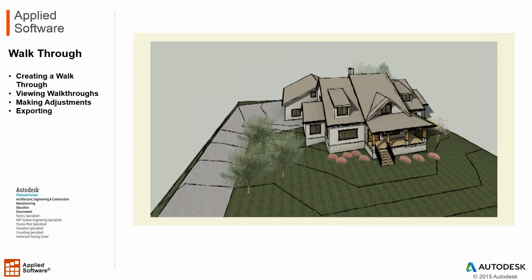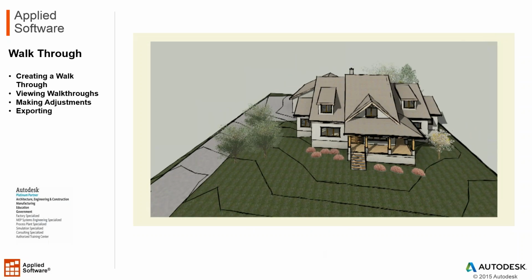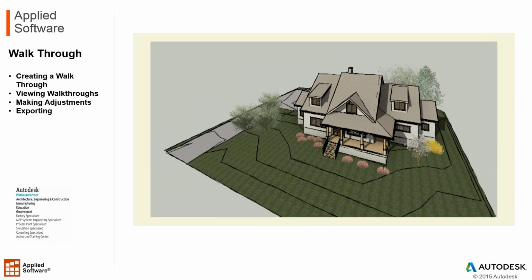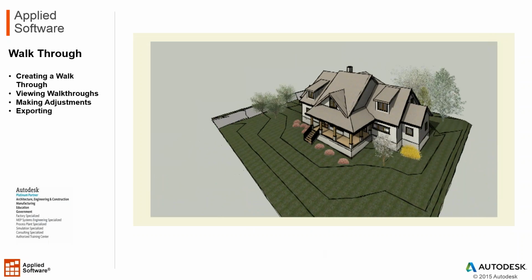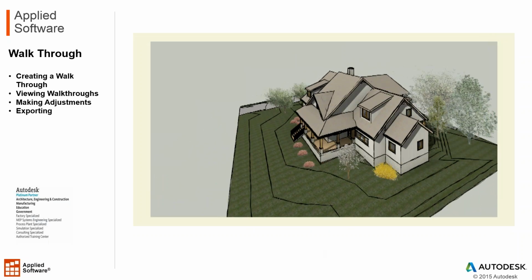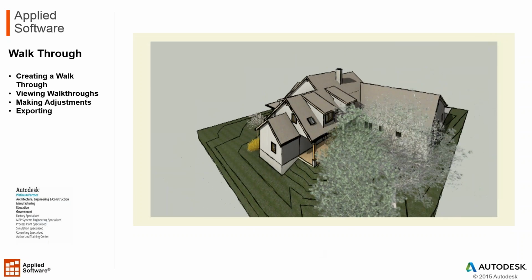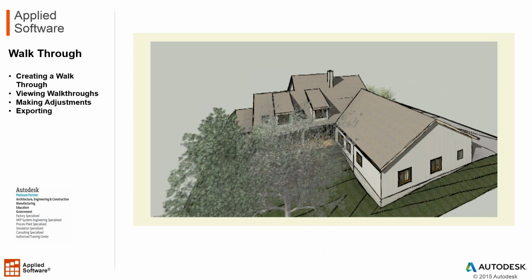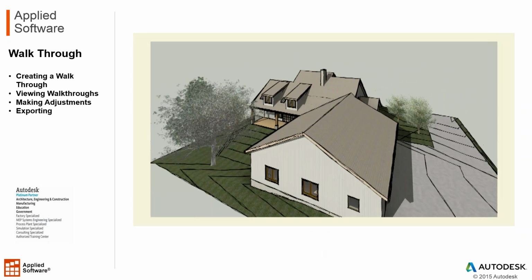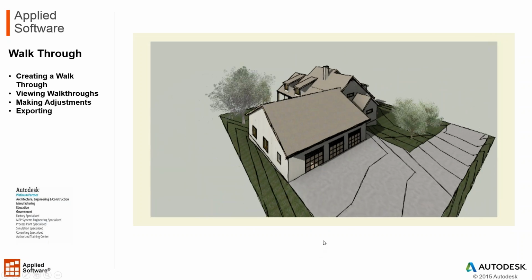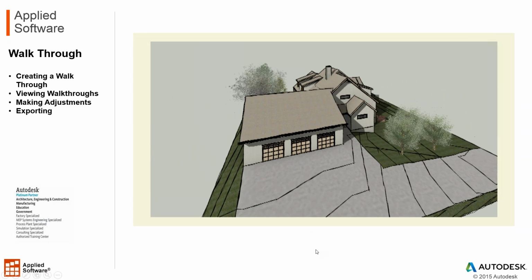Oh, here's the walkthrough. Here's the spin around. This is the same one as before, I just turned the colors on and turned the trees on. So again, creating that topo surface, giving it an environment as far as putting landscaping in there, grass, your driveways and stuff like that. Very powerful to come in there and create a typical view like this.